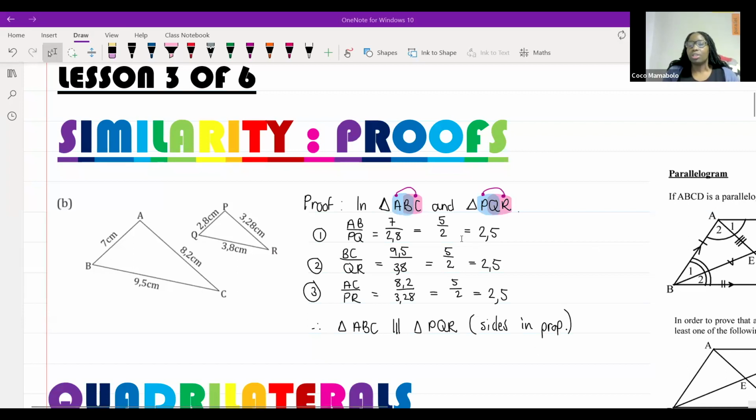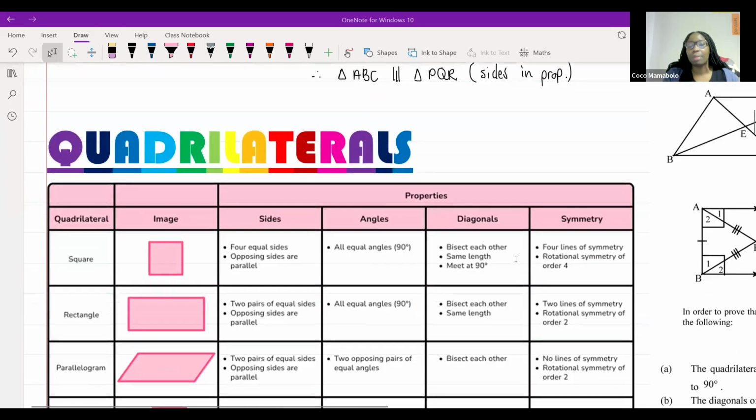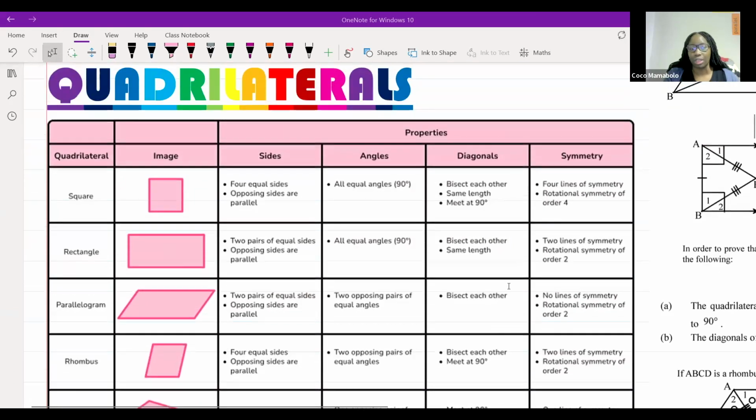All right, so let's get into today's actual lesson. Today, we're actually going to be talking about quadrilaterals. Now, what is a quadrilateral? Who can tell me what is a quadrilateral? Good. It's any shape enclosed in 4 sides, and it must be enclosed, hey?